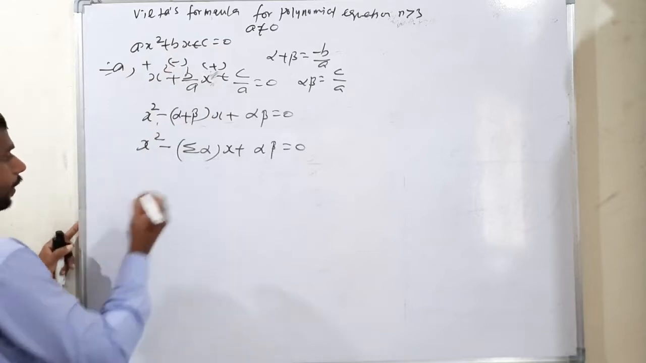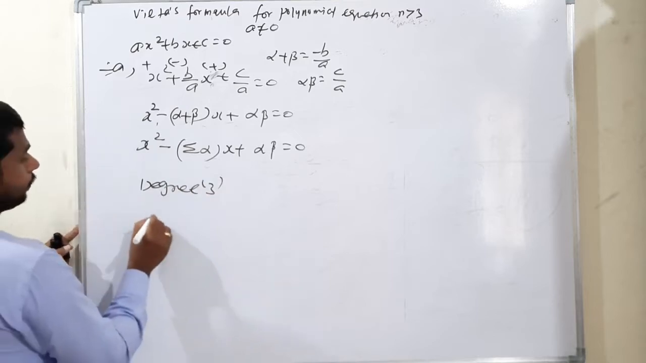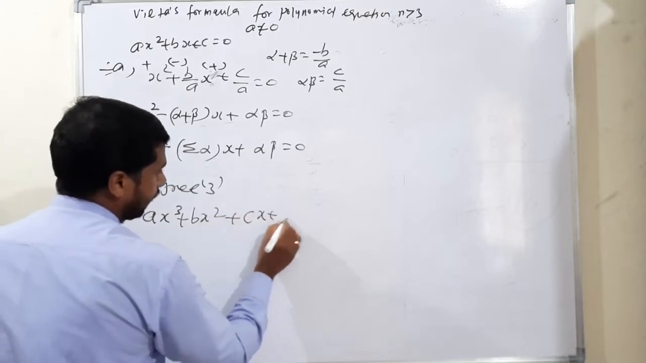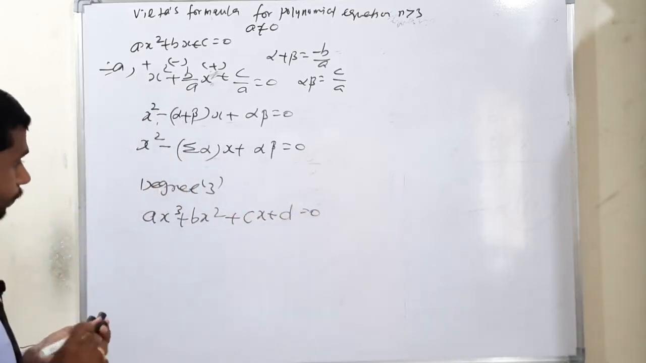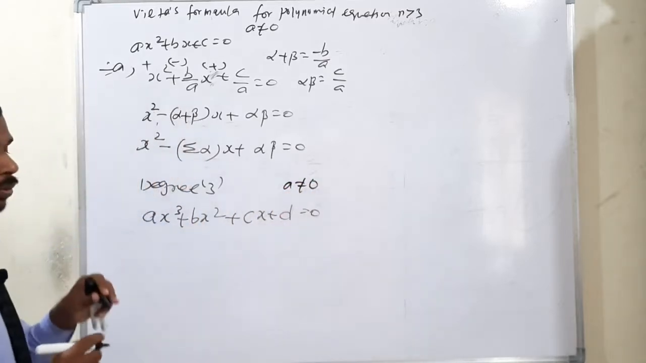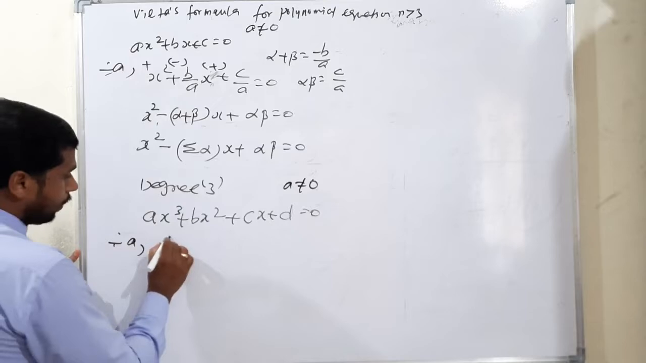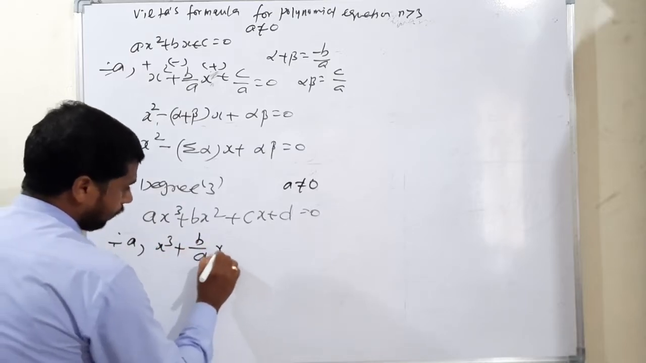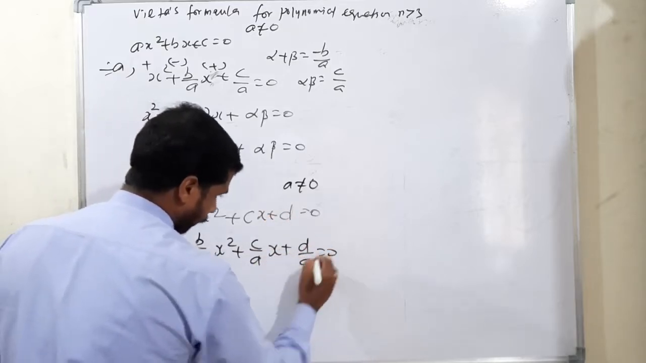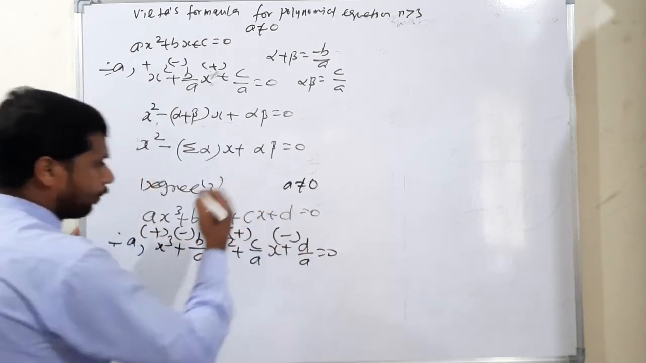I am moving to degree 3. So look at this, degree 3 means what will happen? ax cube plus bx square plus cx plus d is equal to 0. Now the leading coefficient is always not equal to 0. If you need to change it to a monic polynomial, each and every time divide by the leading coefficient. So divided by a, x cube plus b by a x square plus c by a x, then plus d by a is equal to 0.